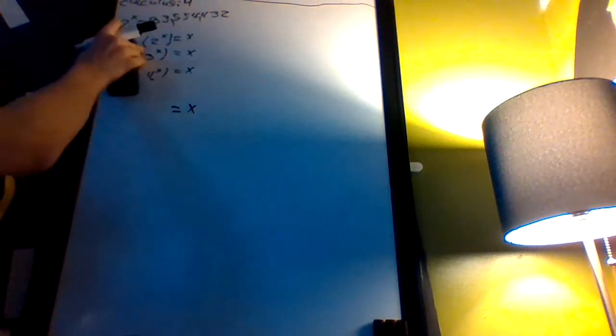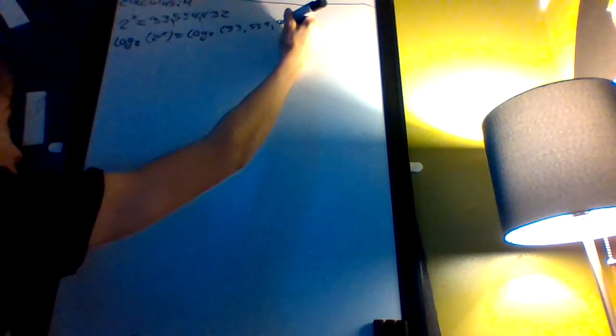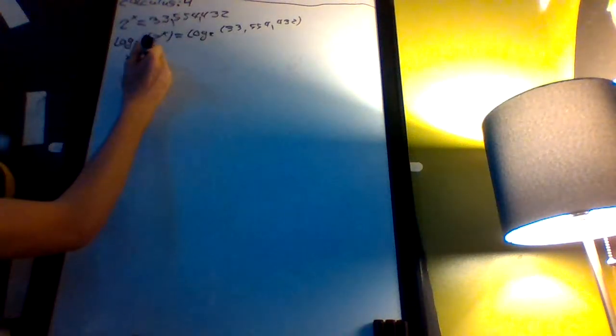So, how would we do this? Well, take log base 2 of both sides. You get log base 2 of 2 to the x is equal to log base 2 of 33,554,432. And then you get x equals, because log base 2 of 2 to the x is just x, plug this into your calculator.